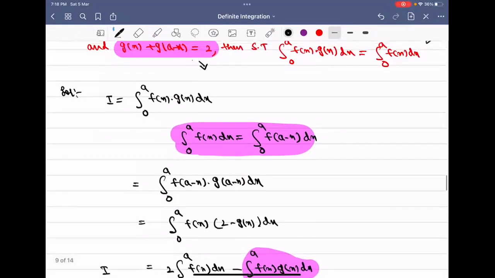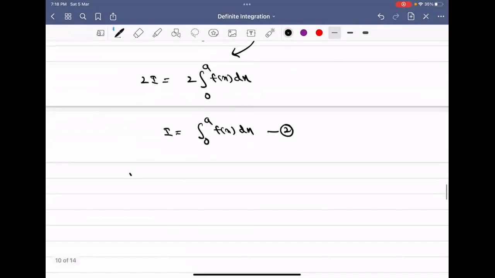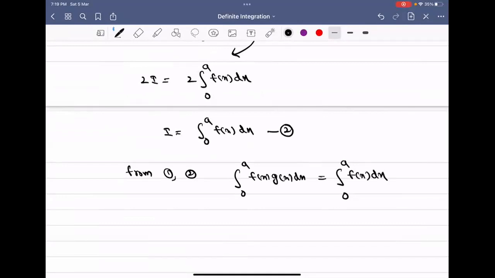So let this be 1. We have taken I is equal to integration of 0 to a f of x dx. Now we have shown that I is equal to integration of 0 to a f of x dx. Therefore from 1 and 2, integration of 0 to a f of x into g of x dx is equal to integration of 0 to a f of x dx. So this is the proof.